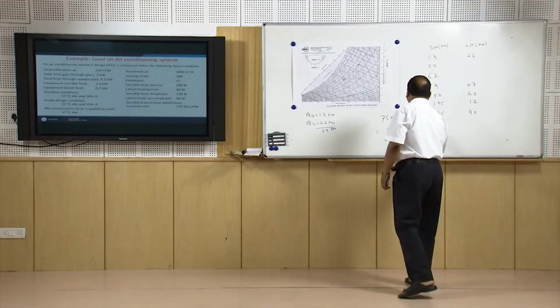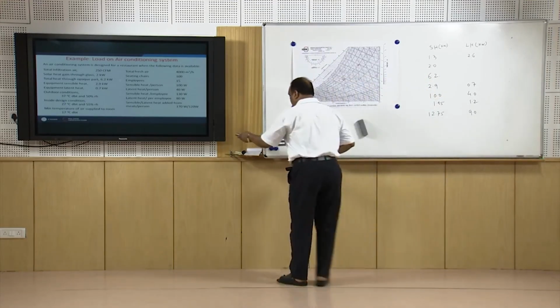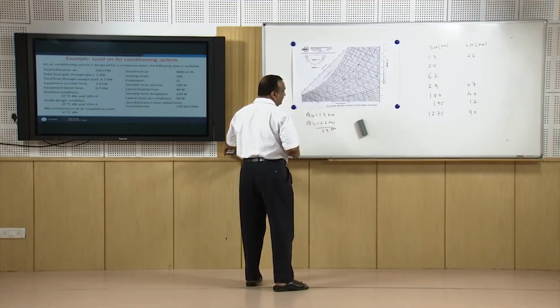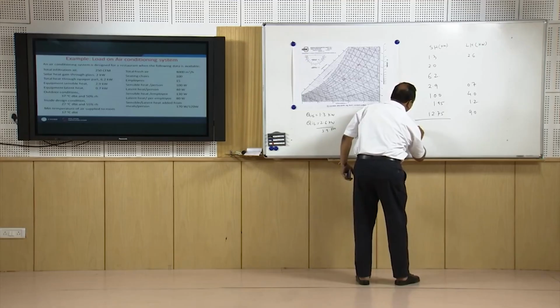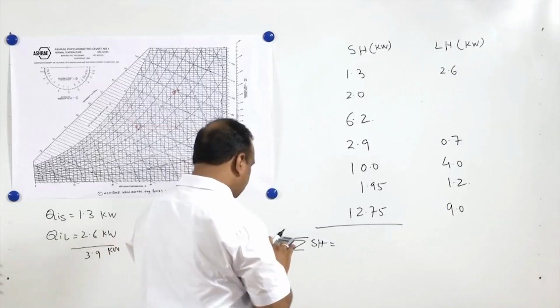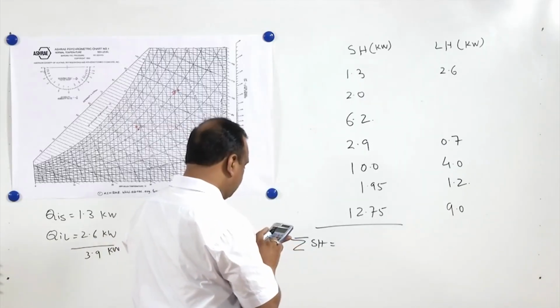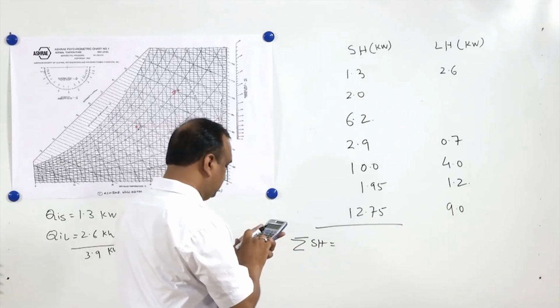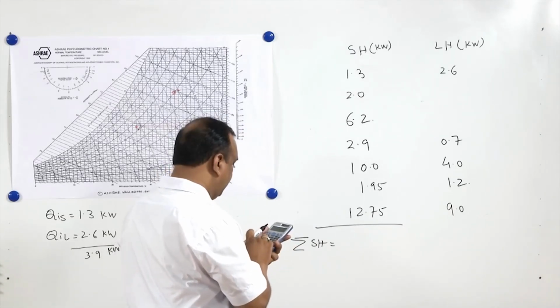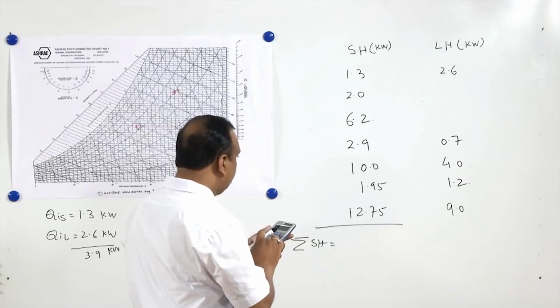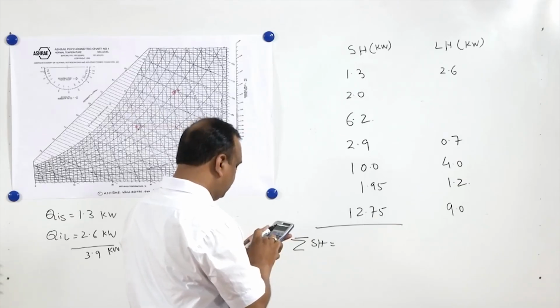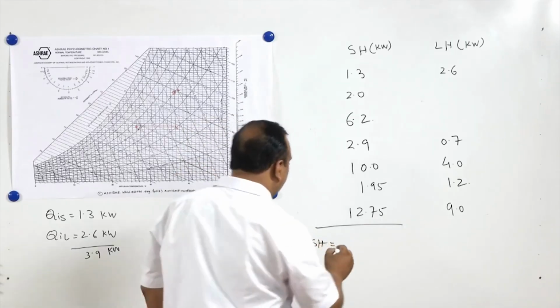Now what we have to do is calculate the total load. So the total sensible heat load is the sum of 1.3 plus 2.0 plus 6.2 plus 2.9 plus 10 plus 1.95 plus 12.75. It is 37.1.